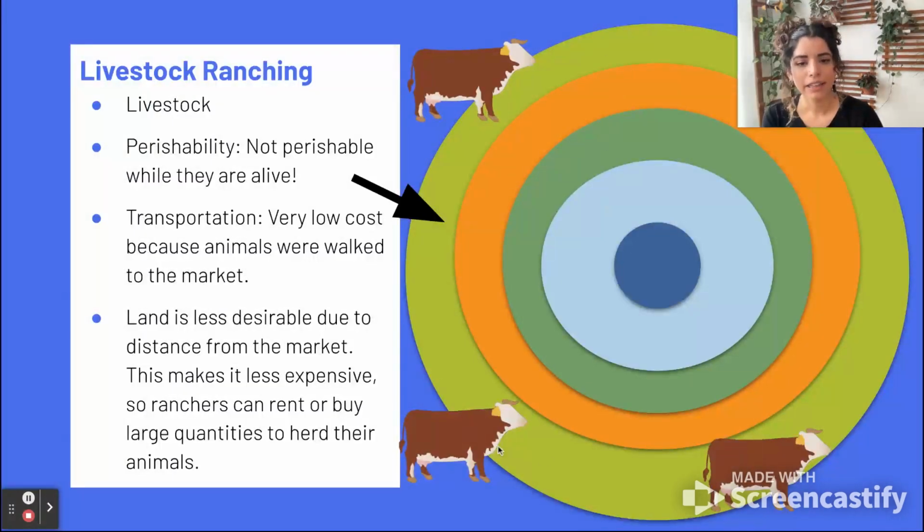And then finally, the outermost ring, this is livestock ranching. They're not perishable when they're alive. So in terms of transportation, it's pretty low cost because these animals, they would just have them walk to the market, like walk to the slaughterhouses themselves. So transportation was not expensive. They move themselves. The land is less desirable because it's much further from the market, which makes it far less expensive. So ranchers can rent or buy a lot of land in order to have these large herds.